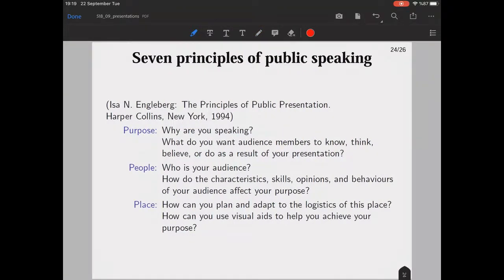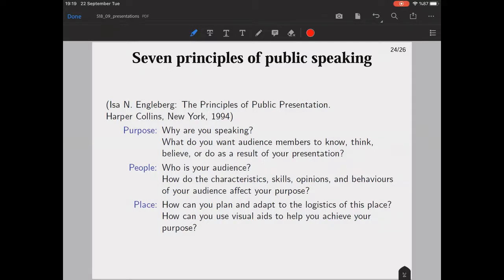And let's take a look, finally, at the 7 principles of public speaking. This is from Isa Engelberg, I hope I pronounced it correctly. Isa Engelberg's study in 1994. What is the purpose? Ask these questions to yourself and take some quick notes. Why are you speaking? What do you want the audience members to know, think, believe, or do as a result of your presentation? What is the purpose?